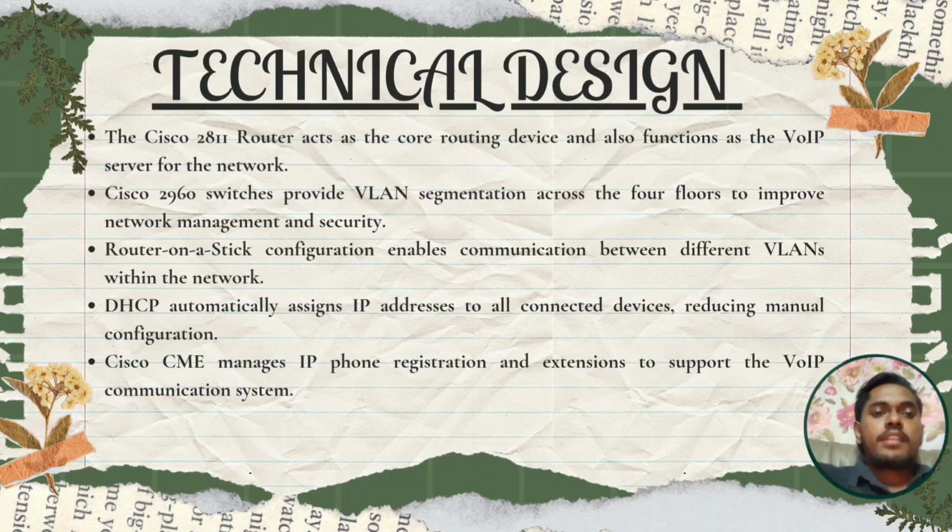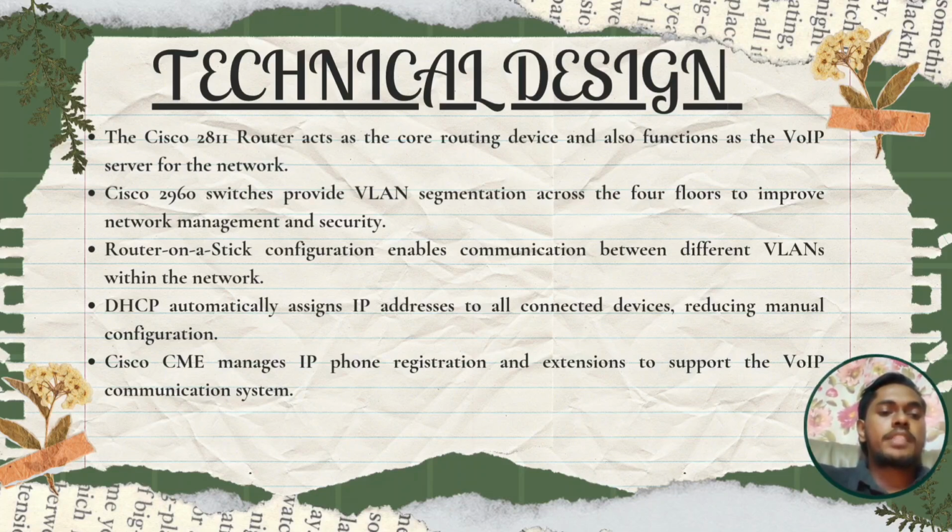For the next slide, technical design. The technical design of the network uses a Cisco 2811 router as the core routing device and VoIP server. Cisco 2960 switches are used to provide VLAN segmentation across 4 floors to improve security and traffic management. Router on a stick configuration enables communication between VLANs.